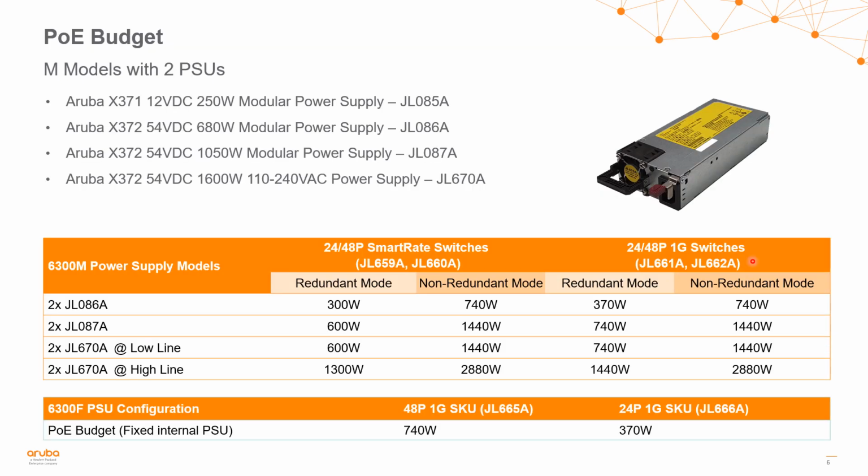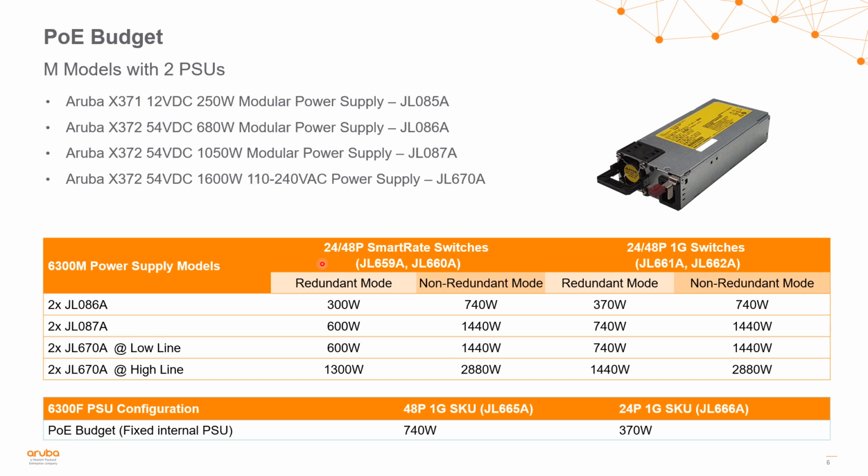If we want to look at the PoE budget on our switches, with the modular switches we have a few different PoE power supplies that you could choose. A 250 watt, a 680 watt, a 1050 watt, and a 1600 watt. So depending on the type of power supply that you choose, you'll have different levels of available PoE power.